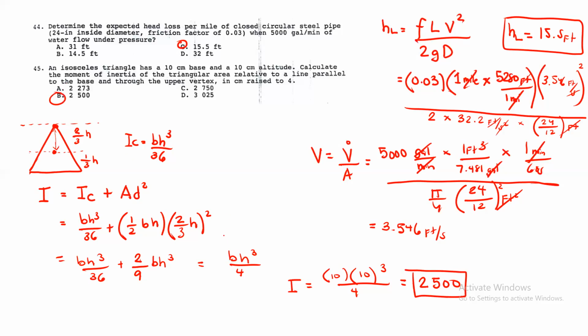So, guys, para mas madali, kabisaduhin nyo na lang. Kapag sinabing calculate the moment of inertia of triangular area relative to a line parallel to the base and through the upper vertex, ang gagamitin yung formula, BH cube over 4. So, inertia is equal to BH cube over 4. Ito na lang kakabisaduhin nyo guys para hindi na kayo mag-derive, hindi na kayo mag-parallel axis theorem dun sa mismong board exam. So, direct sub na lang. 10 times 10 raised to 3 over 4 is 2,500 cm raised to 4.